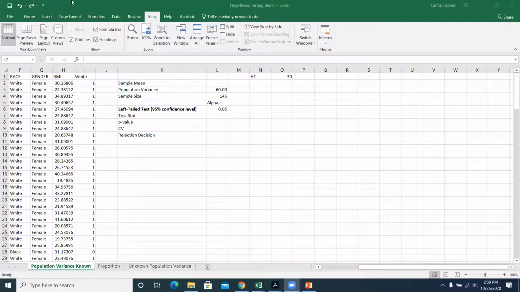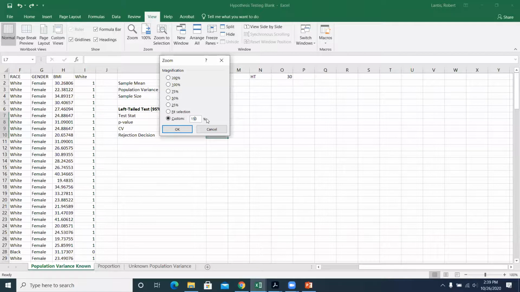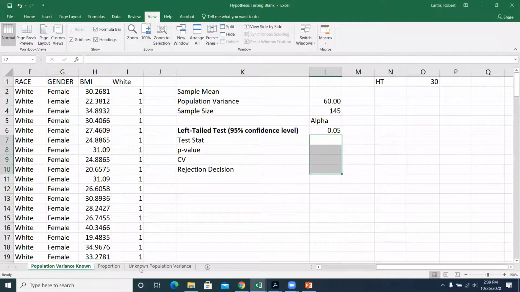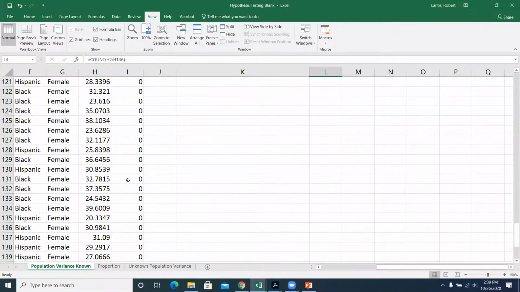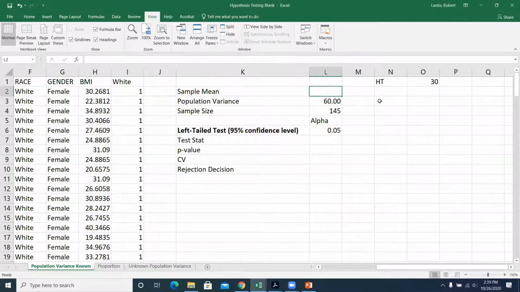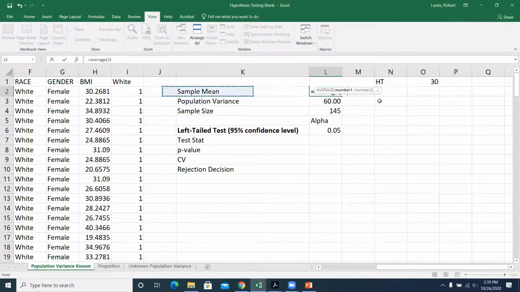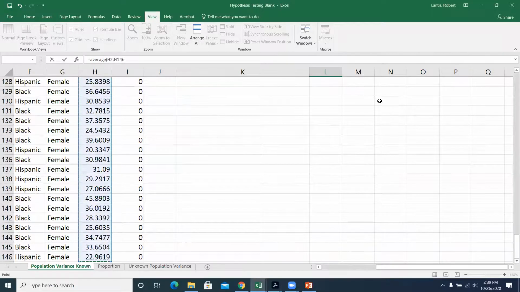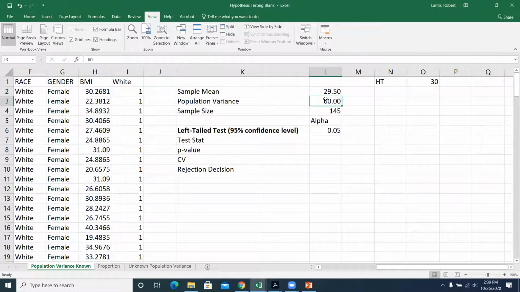So let me zoom in on this so we can actually see it. But if you go over, you might have to, I think when you first open it, you might have to scroll over using these to this population variance known sheet. So let's say I have BMI here. Someone gave me the population variance, and I already calculated the sample size here was 145 people. If I wanted to find the sample mean, I would just use that average function, go over to the BMI variable, find the sample mean. Hopefully that part's pretty easy by now.